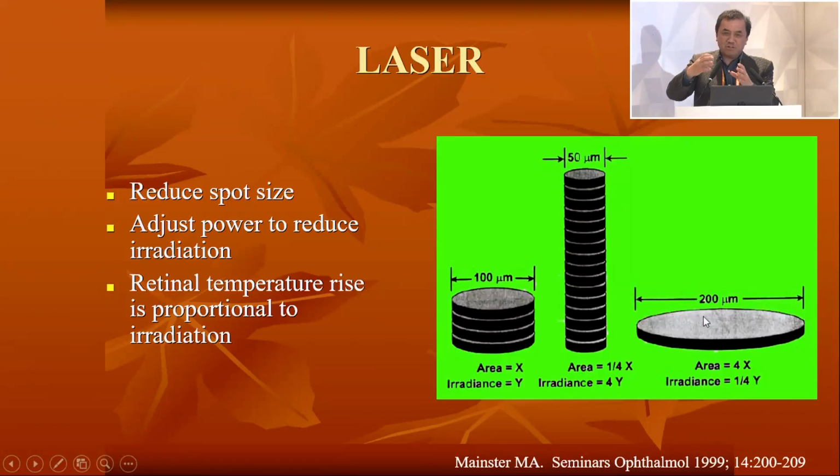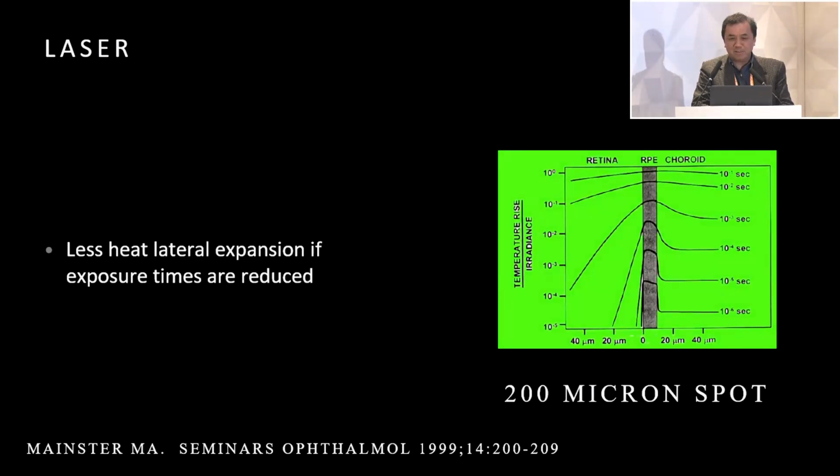You have to remember that in a circle, the power delivered is more when the spot size is smaller. So you also have to reduce the power, but you have to do it by 4, because it's a circle, so it's pi r squared, the relationship. The retinal temperature rise is proportional to the irradiation. Remember that the target is the RPE, and we want to try to stay within the RPE. If we stay too long, then that beam of energy is going to be expanding in the horizontal direction and also in the vertical direction. So that's why we want to reduce the times.